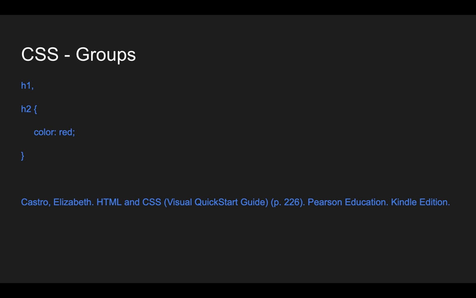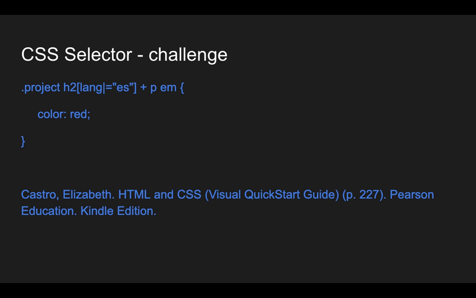You can comma separate your tags, like h1, comma h2, comma p, whatever, and you can specify a list of tags to have certain things. Okay, so here's a challenge for you. Can you tell me what is happening right here with this CSS selector?